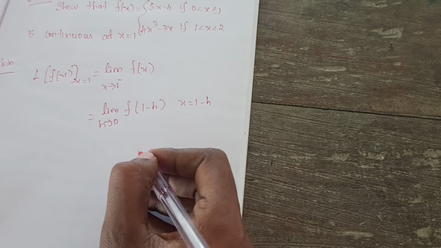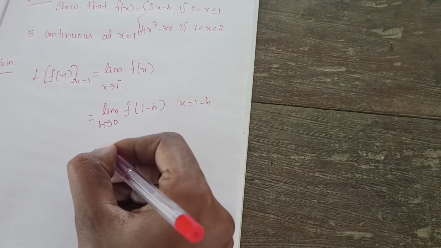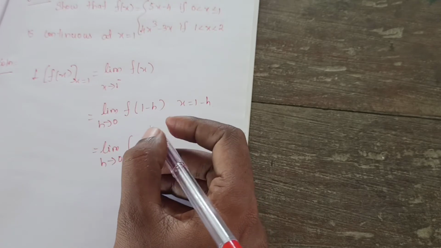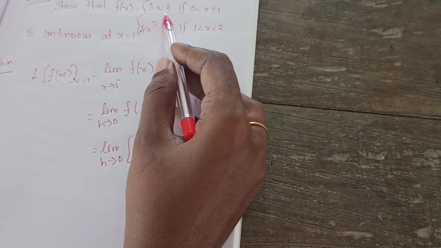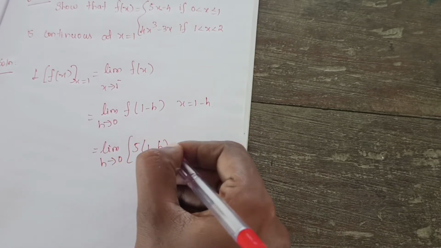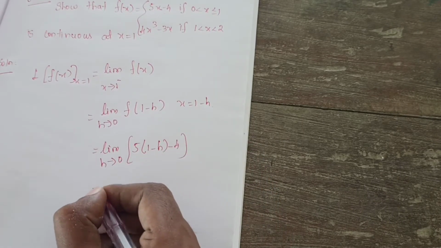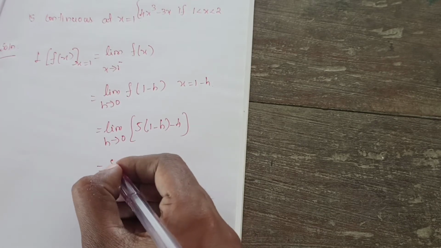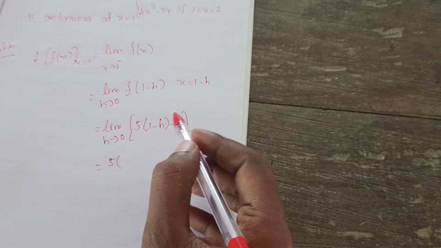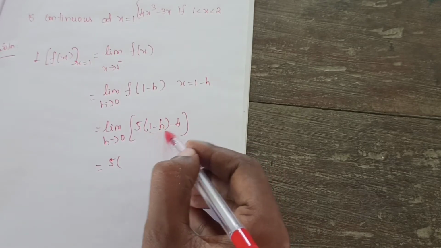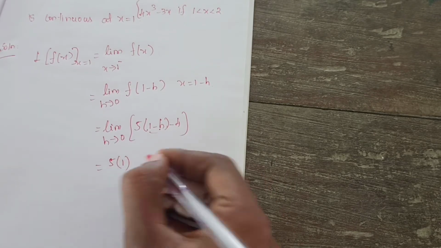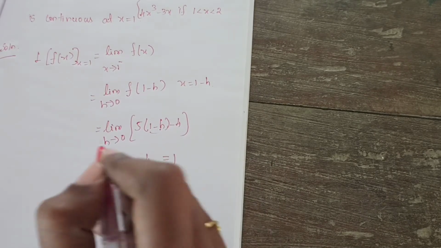So all these things you have learned already. That's equal to limit h tends to 0, check here 5x minus 4. In that place we need to substitute, so 5 into 1 minus h minus 4. Now apply the limit. So 5 into 1 minus h, with h tends to 0, so 5 into 1 minus 4. So what's the value? 1 is the answer.